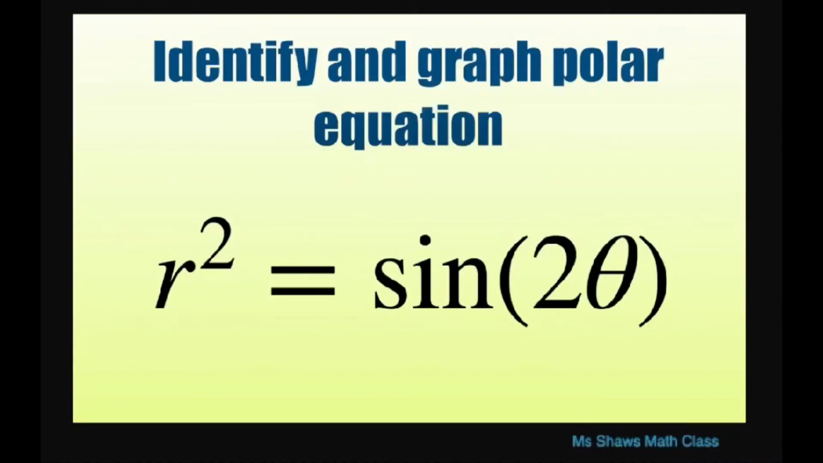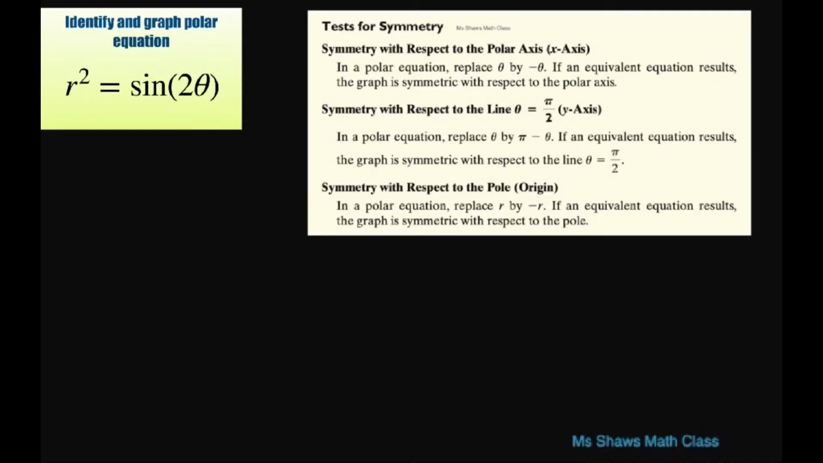21. We're going to identify and graph the polar equation r squared equals sine of 2 theta. Now this is a Lemniscate, and I will show you that form in just a moment. Right now let's test for symmetry since we have to graph it.